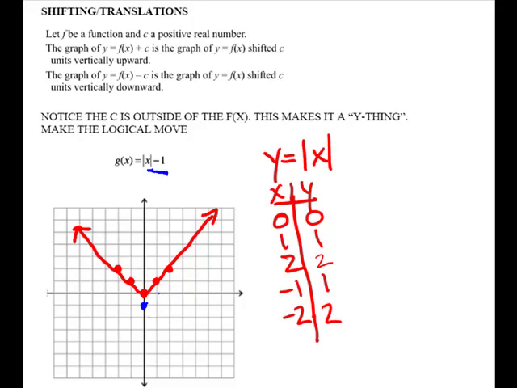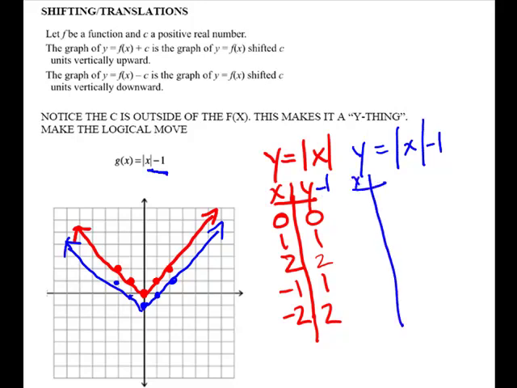You could move it from the graph. Every point is going down 1. And your new one is also going to look like a V. Whoops, that should have been right through that point. Or you could have done it with the table. And it is a Y movement, so you're going to work on the Y column and subtract 1. Keep your X the same, 0, 1, 2, negative 1, negative 2.